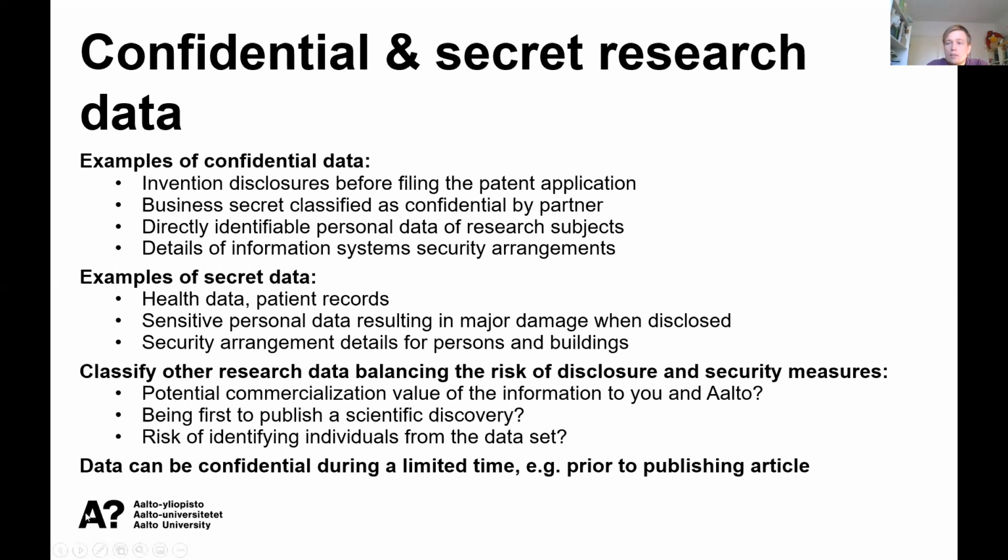But these are the basics, and Aalto.fi has a lot more information. At the moment there are even more pages in Finnish about tiedonluokittelu, and we are still waiting for some English translations on that side, but for quick information security guidance, at least that one is available in English there.